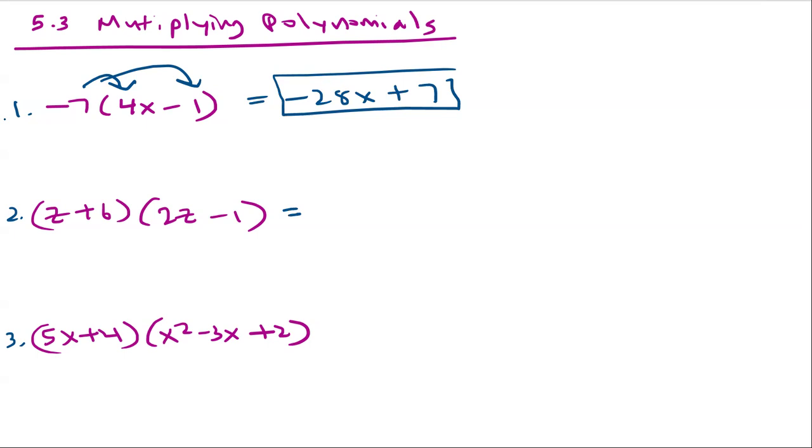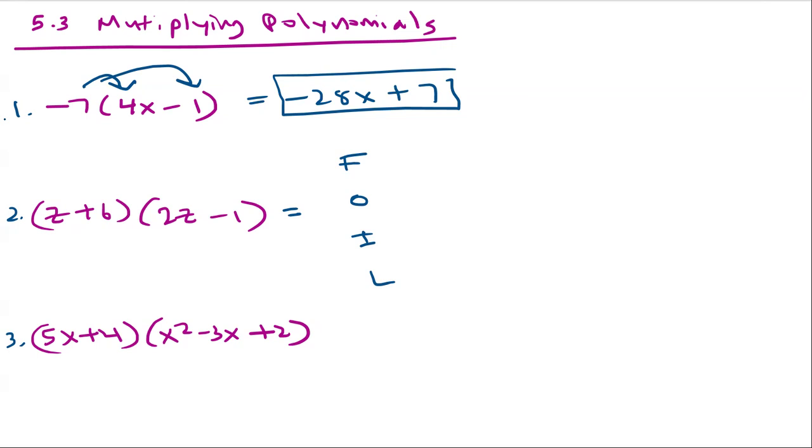Okay, next one we have two binomials. One has two terms, that's why it's called a binomial. All right, so we're going to multiply these together. I'm going to show you two ways. One is one you're familiar with or you've heard before, and that's using the FOIL method, right? So FOIL, F-O-I-L. That stands for first, outer, inner, last.